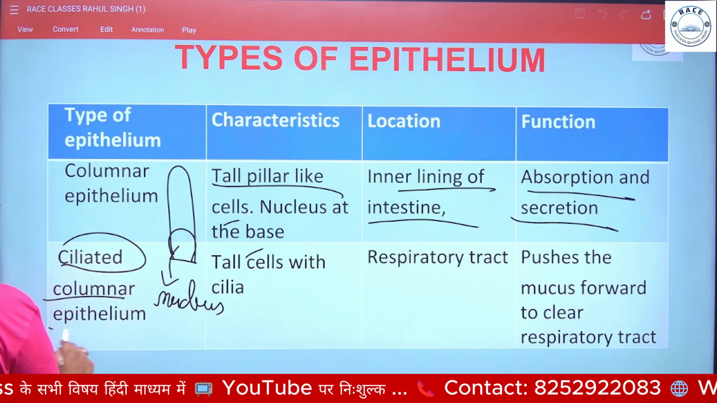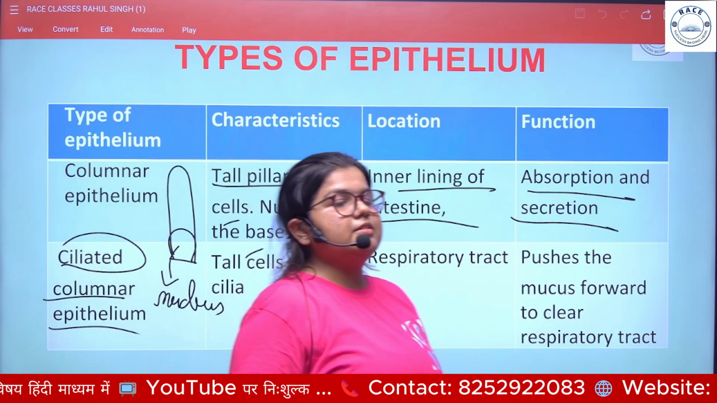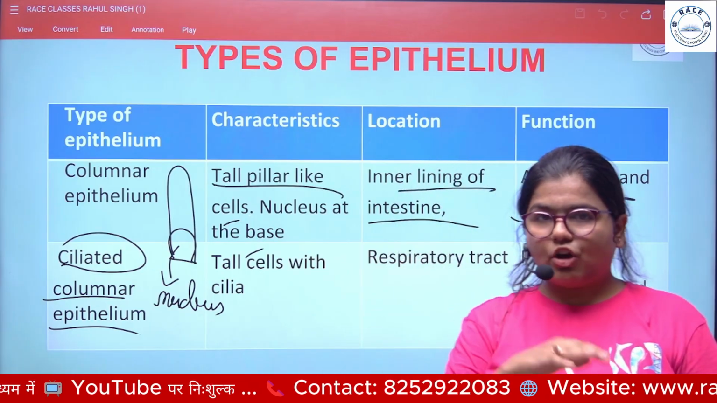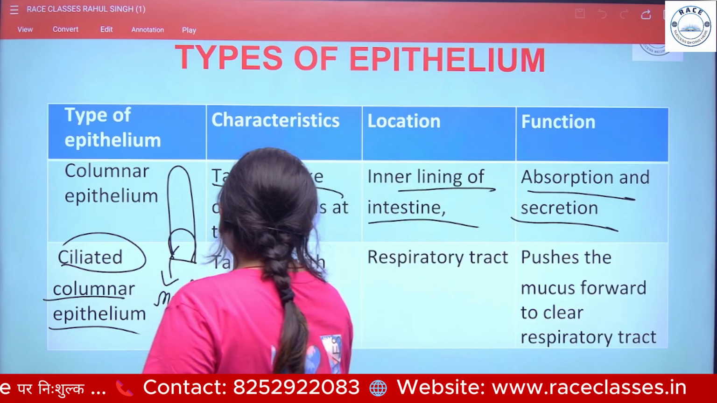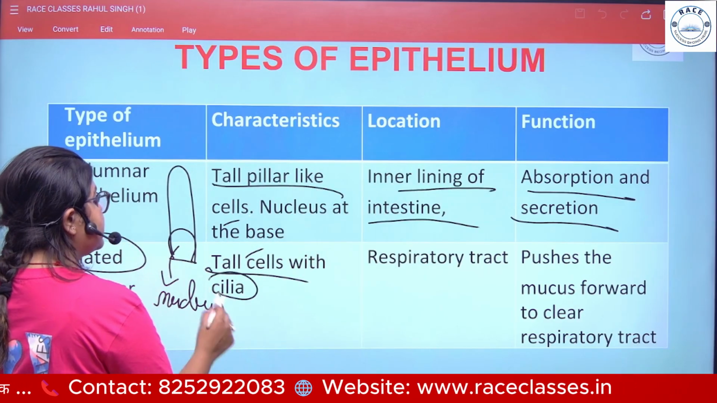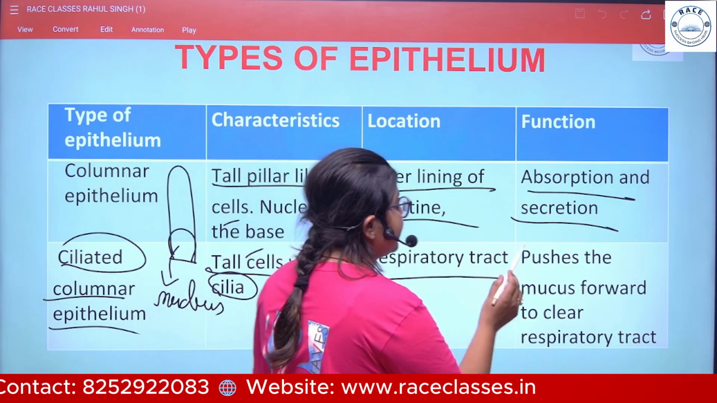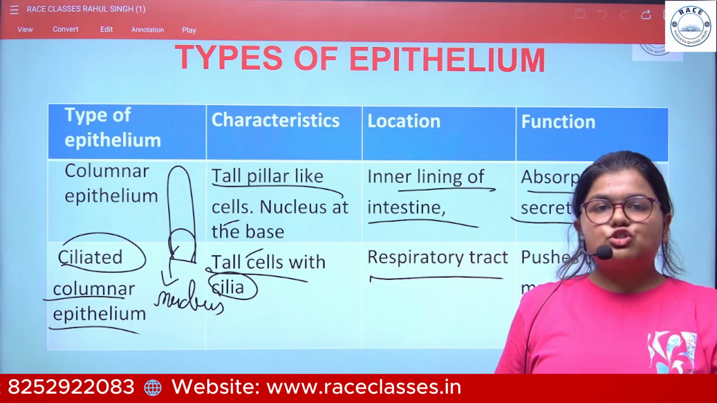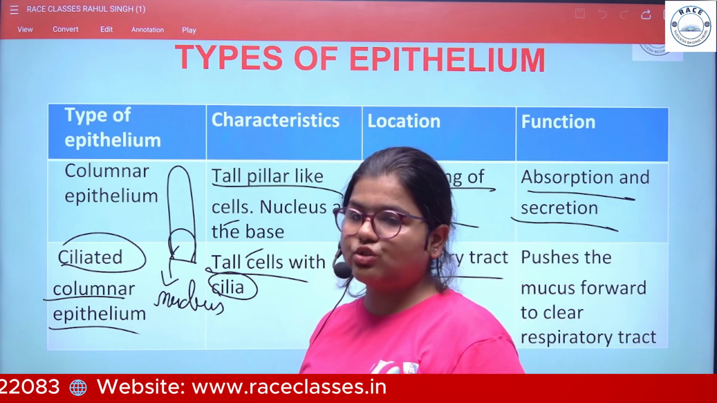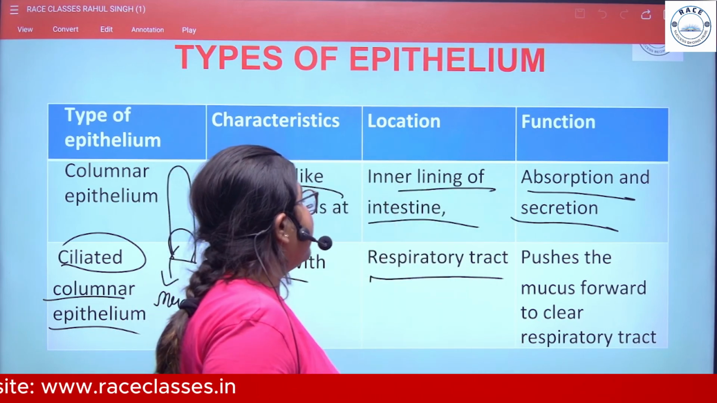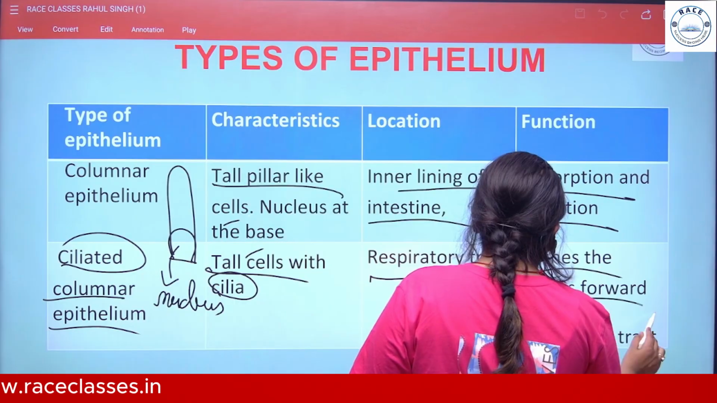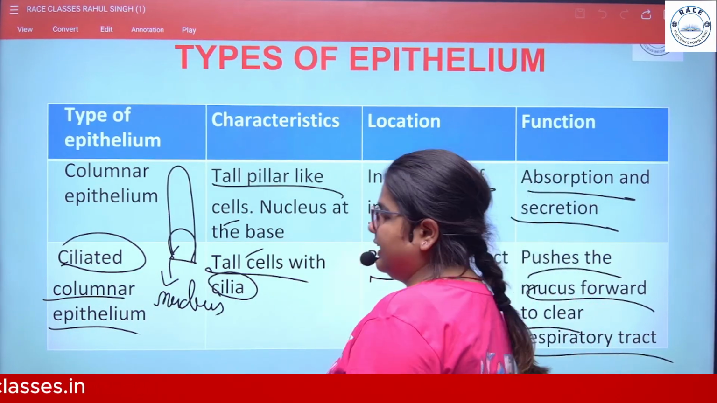Ciliated columnar epithelium. Whenever the columnar epithelium has cilia present on its surface, it is known as ciliated columnar epithelium. These are tall cells again, but with cilia. They are present in the respiratory tract because the air needs to move inside the respiratory tract. So this passage of air needs to be facilitated by the cilia. These push the mucus forward to clear the respiratory tract.